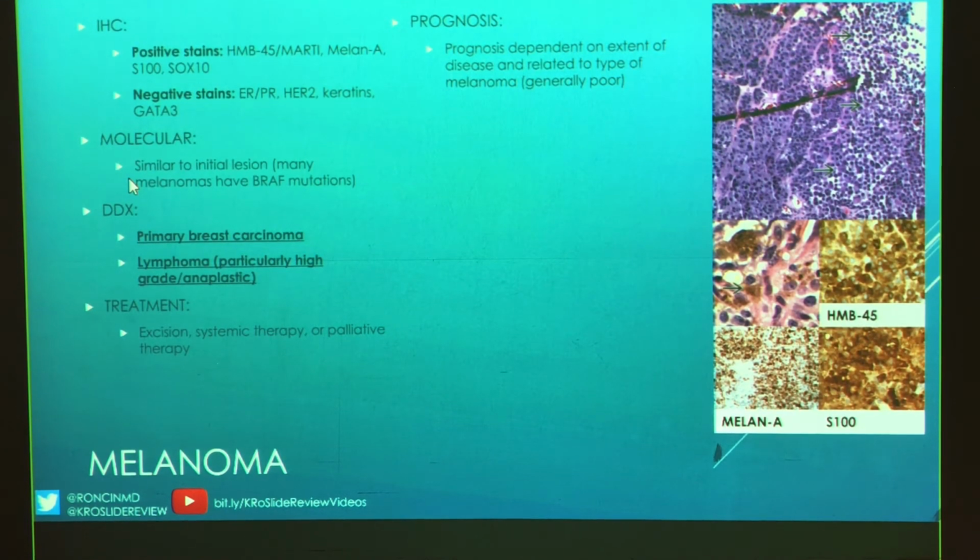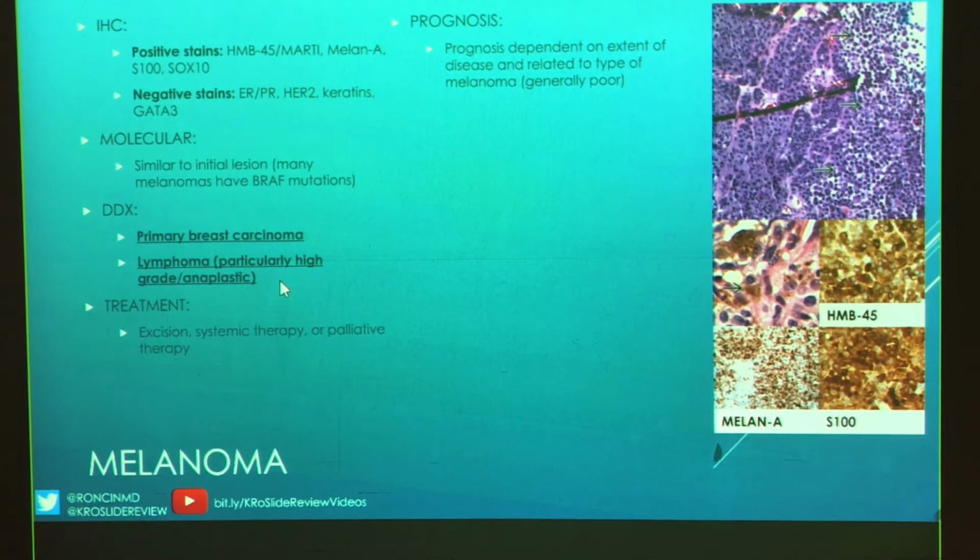So you need to think BRAF mutations for metastatic melanoma, and I believe that should be like a V600E, but I think they also have the V600K. Me trying to remember that, but I haven't looked at it in a while. But there's quite a few BRAF mutations, and those would be the most common to occur in melanoma. Your differential obviously is going to be primary breast carcinoma and other lymphomas.